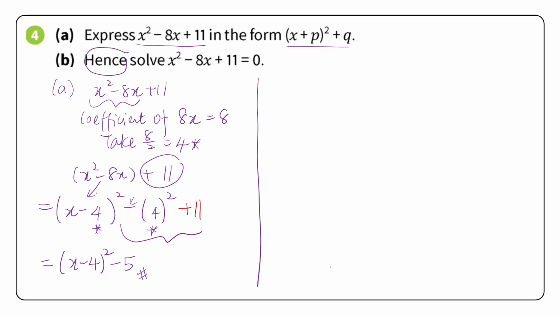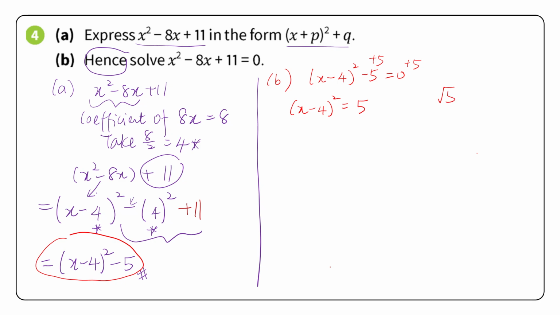So as mentioned earlier on, hence means you have to make use of the answer from part A. So the answer from part A is basically this one here, x minus 4 squared minus 5 equals 0. So what do we do? We add 5 to both sides. So we will have this. Right. Then we find the square root of 5, which is 2.236, right? So x minus 4 is 2.236, or x minus 4 is negative 2.236. Then you add 4 to both sides.